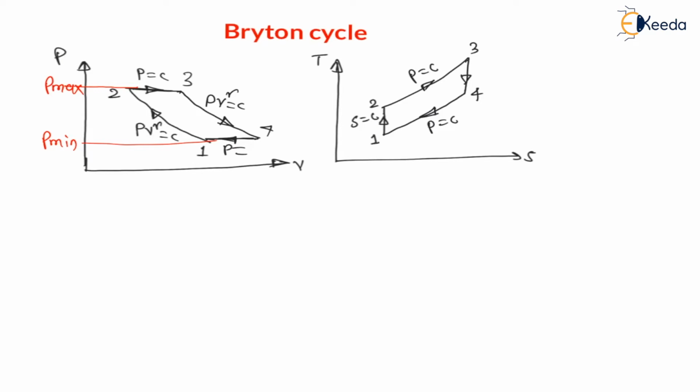Now we will do the analysis for various processes. Here I will keep only any one diagram. Let us keep the TS diagram or the PV diagram, no problem. Let us keep both of them. Now the very first process, reversible adiabatic compression.